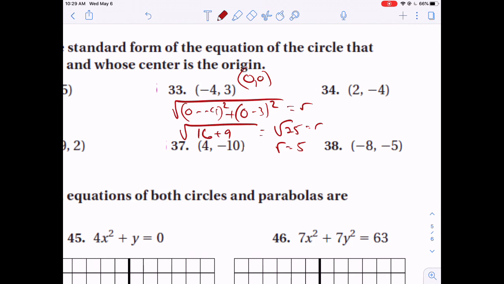Again, the equation for a circle is x squared plus y squared equals r squared. So I have to square that r to get the actual value for the number that we need for the equation. So the equation of that circle is going to be x squared plus y squared equals 25.